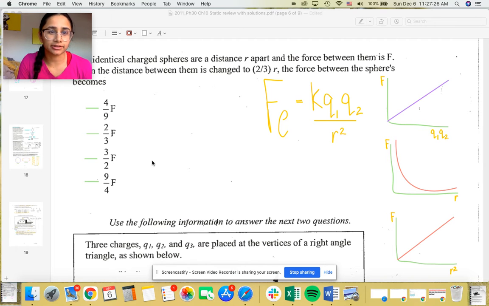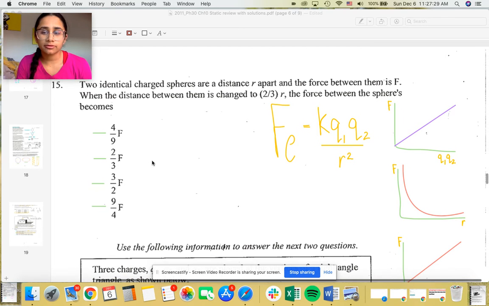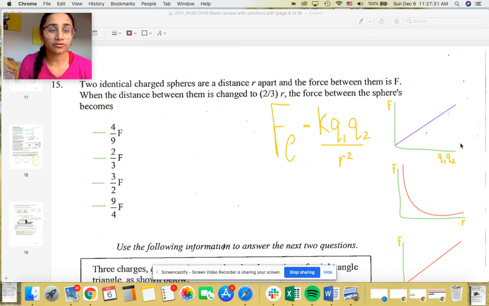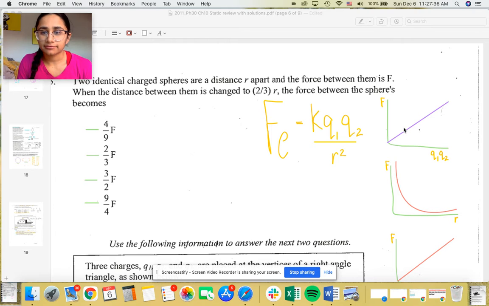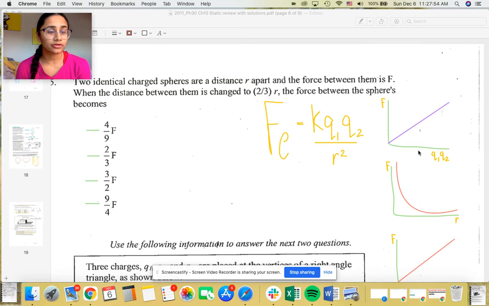Okay, so now let's take a look at a quick example. But before we do that, I just want to quickly look over the equation and what it looks like when we graph it. So we said that the electrostatic force, when we graph it proportional to Q1 and Q2, is going to be a linear line because it's directly proportional. When we graph it in terms of r, the distance, we're going to see that it looks like the inverse square function.